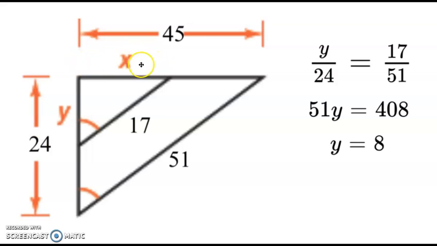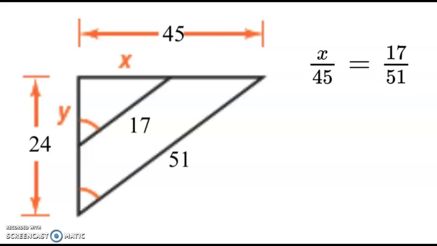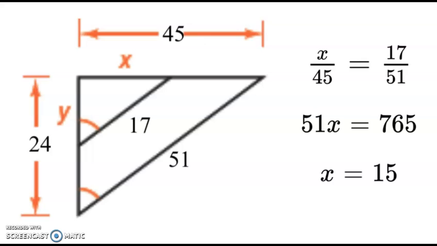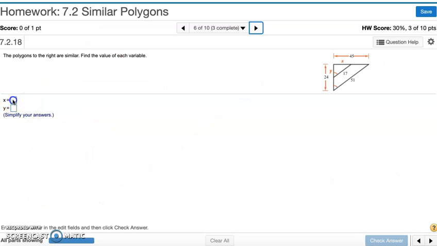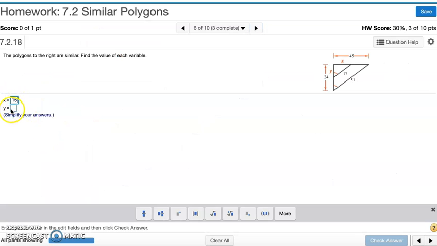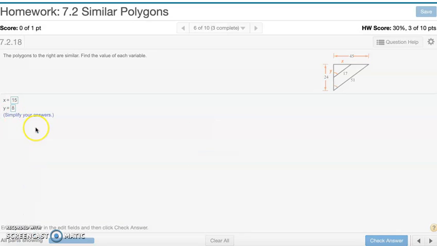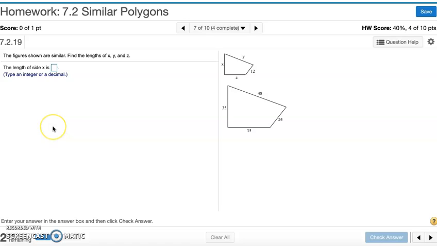I'm going to use this piece, x over 45, and set that equal to 17 over 51. Then I'm going to cross multiply. So 51 times x is 51x equals 45 times 17, which is 765. Divide both sides by 51. Now I get x equals 15. So let's type that in. x equals 15 and y is 8. And that's number 6.